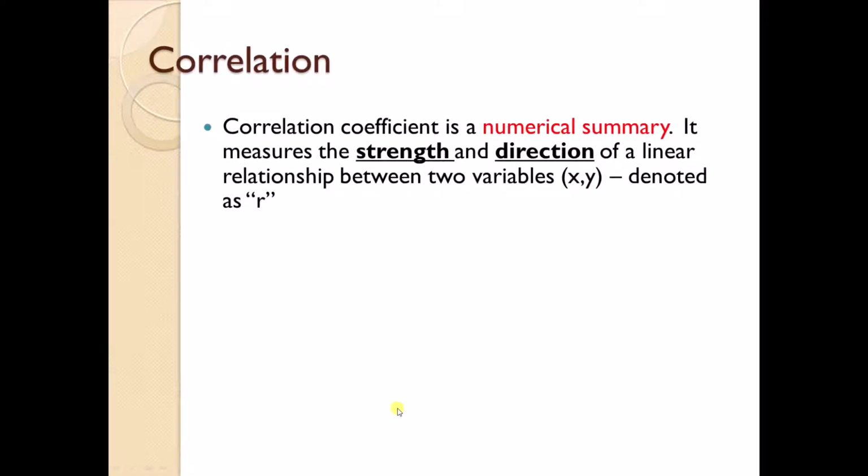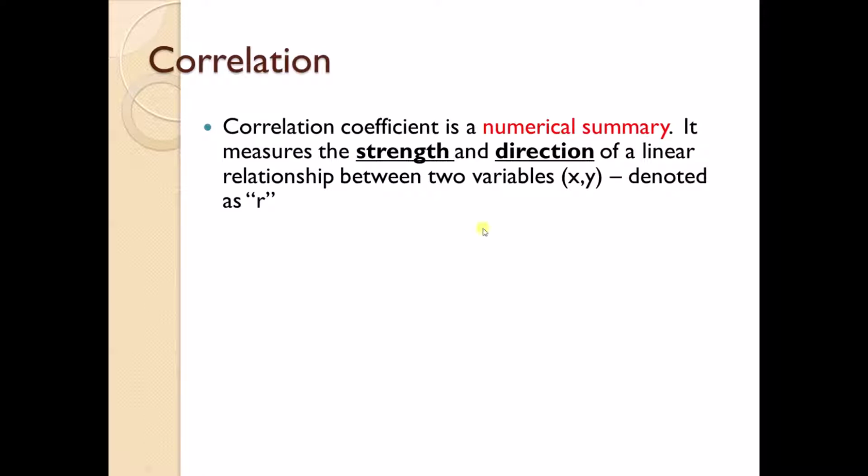Correlation is a numerical summary. So you can't say that the amount of calories a person eats and their height are correlated. No, they're associated, all right? Variables are associated. Correlation coefficient is a number summary like mean, median, mode, IQR, standard deviation, all of those things are a descriptor. So it measures the strength and direction of a linear relationship between two variables x and y.